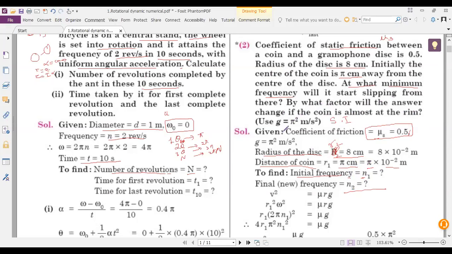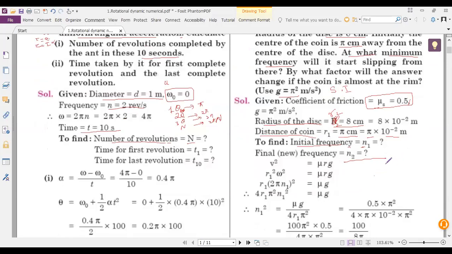Now the g value is already given. What is the g value? π² meter per second square. Now we are using the formula. Remember the maximum safe speed formula: v is equal to square root of μRg. Remember this formula. Taking it to the left-hand side, it becomes v² is equal to μRg.